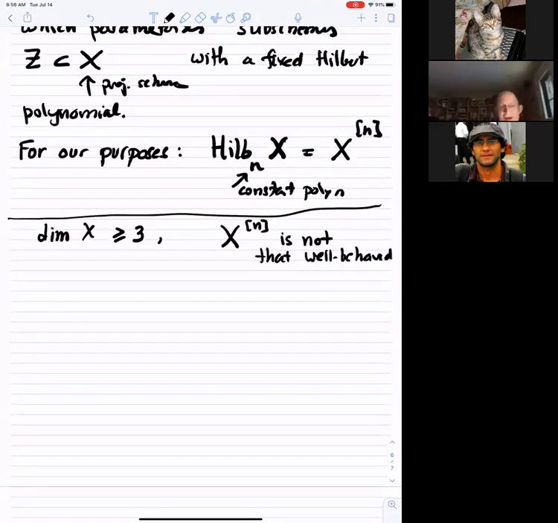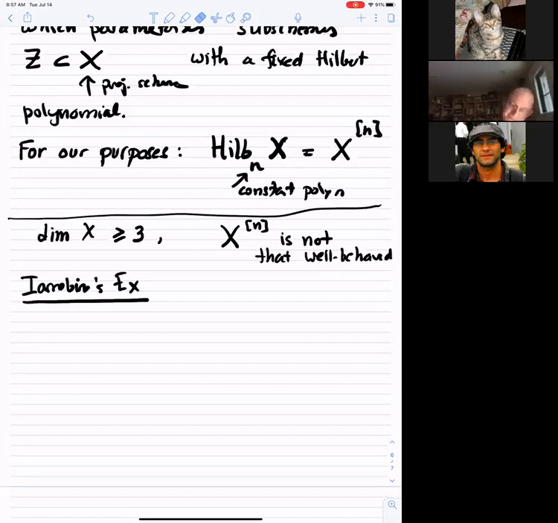Okay, so let me give you a quick example due to Iarrobino. This is going to show that if the dimension is at least 3, then the Hilbert scheme is not irreducible. It has many components and they have different dimensions, okay? So let's do the following. I'll work on P3 or C3, doesn't matter. Let's work on C3. I want to look at Hilb 96 of C3, all right?